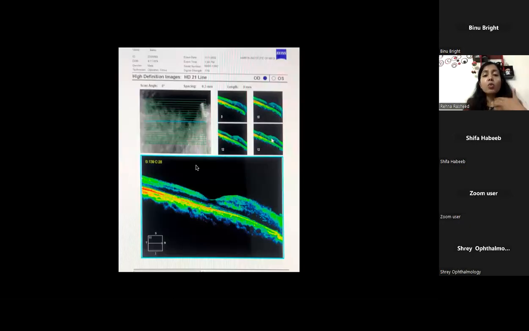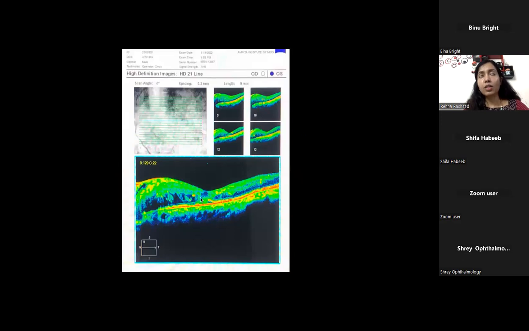So this was the OCT finding of this patient in the right eye. OD is right eye. So this doesn't appear that swollen. Some swelling is here. In the left eye, you can clearly see the swelling at the macula. So there is diabetic macular edema in both eyes, but the left eye is more affected.